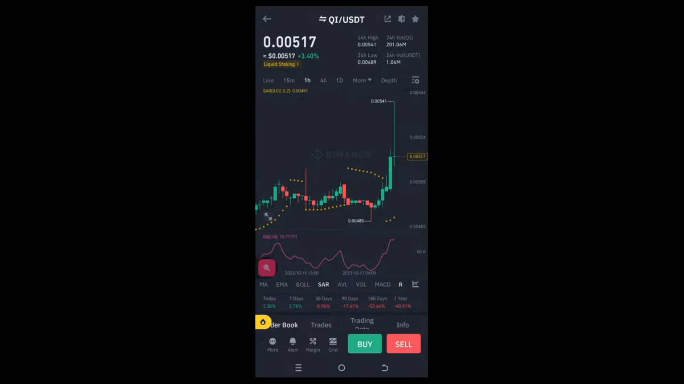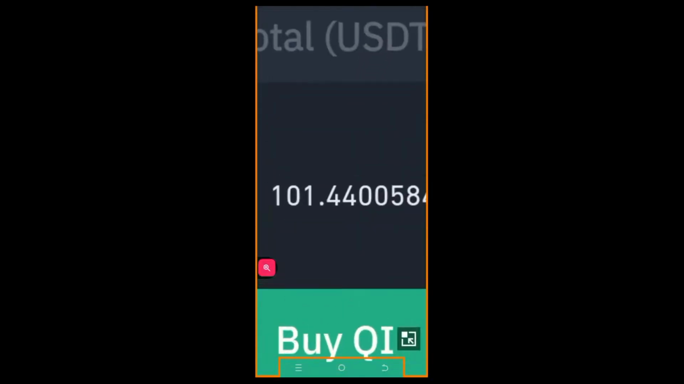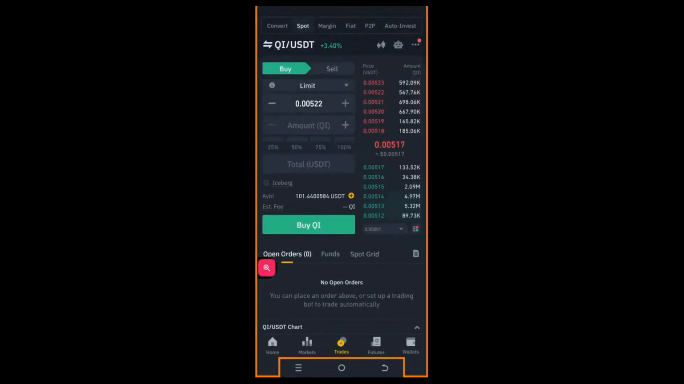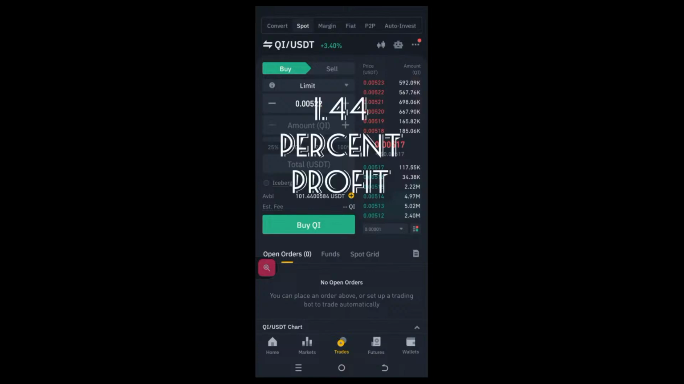I mean, look at it. Look at QIBTC. I mean, this is QIUSDT. Look at it. We made, how much did we make? $1.44. Wow. Of course, it was $1.54, but we had to pay 10 cents for fees. So now we're left with $1.44. Good one. 1.44% profit, which is good.